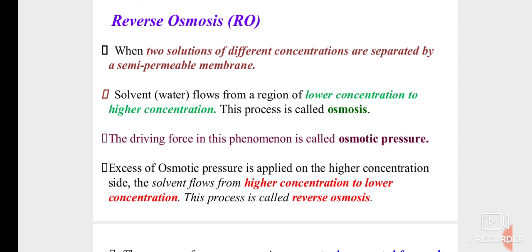Suppose we give a driving force in this phenomenon, it is called osmotic pressure. The driving force is the externally given pressure. So we externally give the driving force into the phenomenon, that is called the osmotic pressure. The excess osmotic pressure is applied on the higher concentration side. Then the solvent flows from higher concentration to lower concentration. This process is known as reverse osmosis.